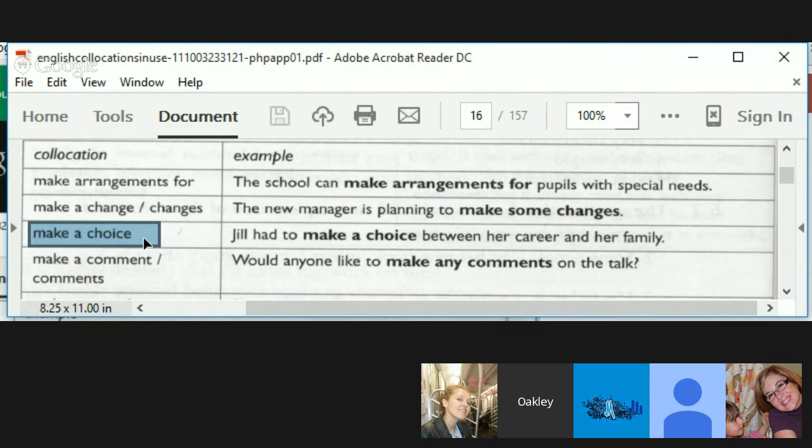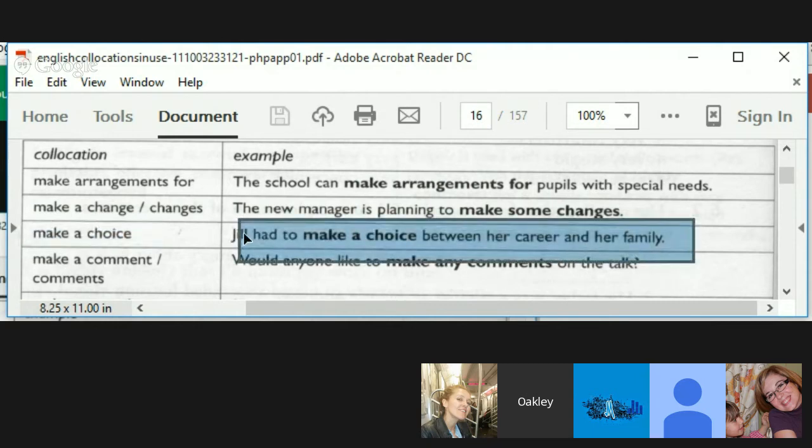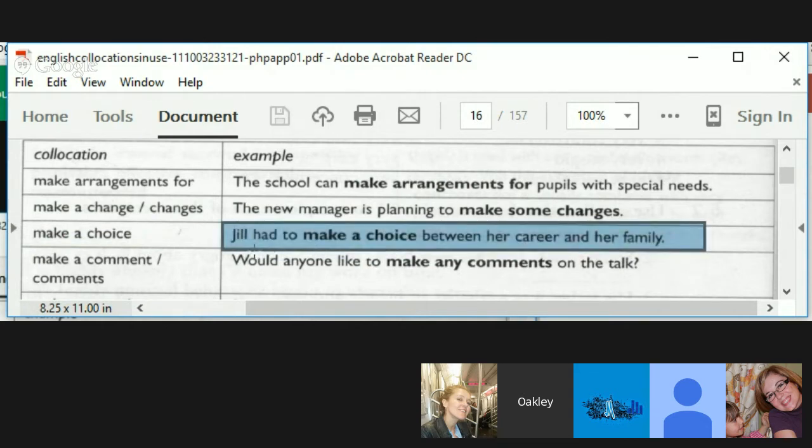Well, okay, Matthew, make a choice. Similar, but make a choice. All right, go ahead and read the example. Jill, do you read like Jill? Yeah, that's right. Jill had to make a choice between her career and her family. Okay, can you think of any other similar words to choice? Make a choice, to choose. That's all I can think of off the top of my head. Okay. When you make a choice, you make a what? Anybody else? Decision. Could I say decision? There you go. Yeah, I said it first. Yeah, that's the one I was looking for. Absolutely. You make a decision.